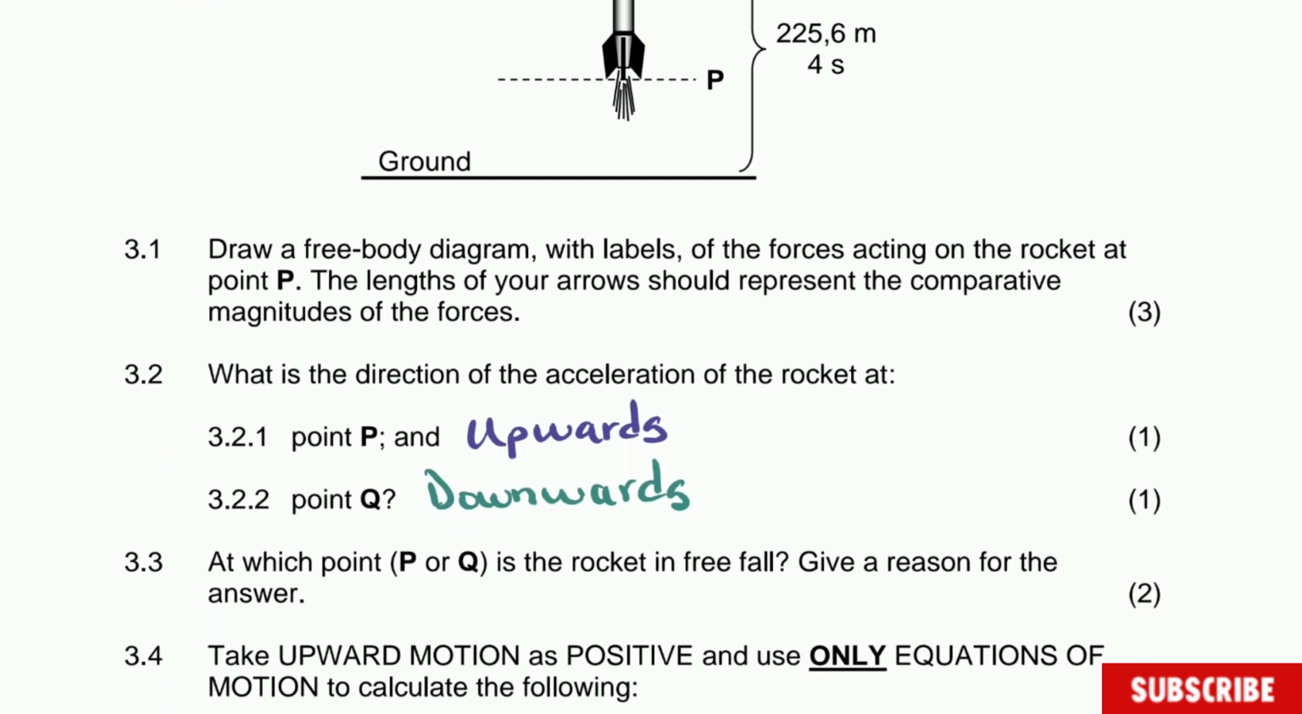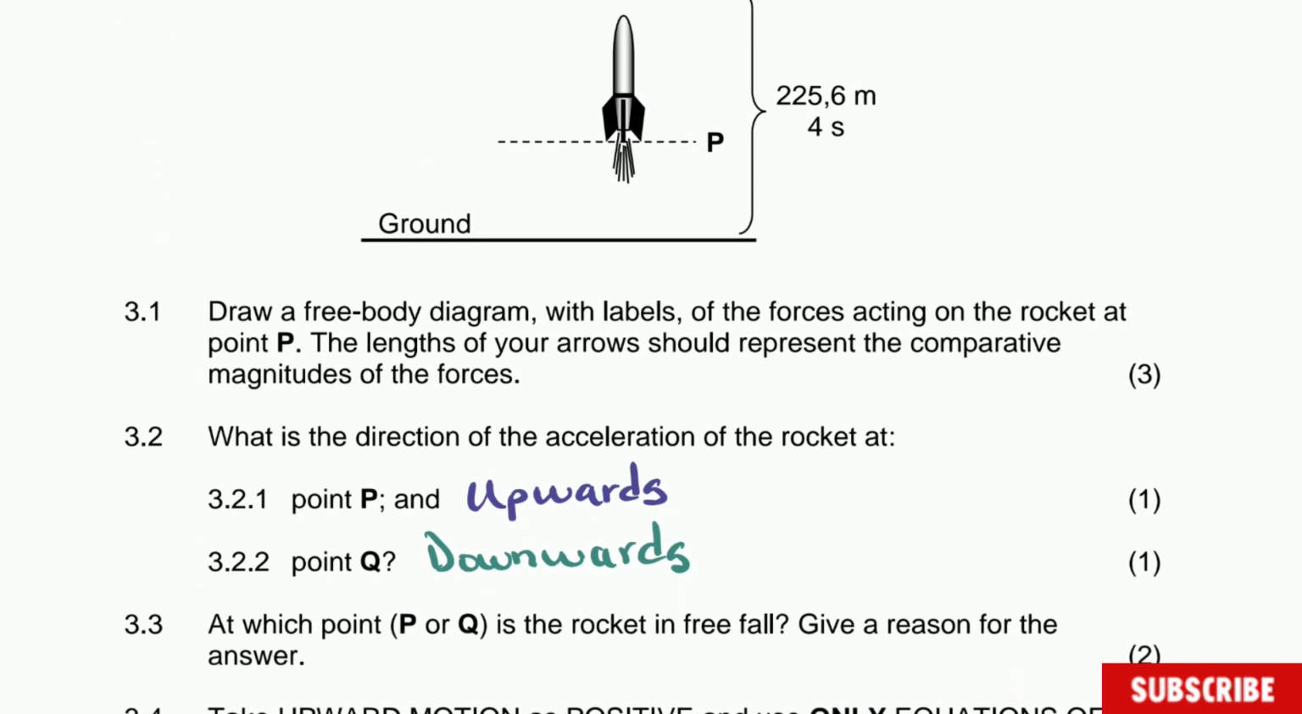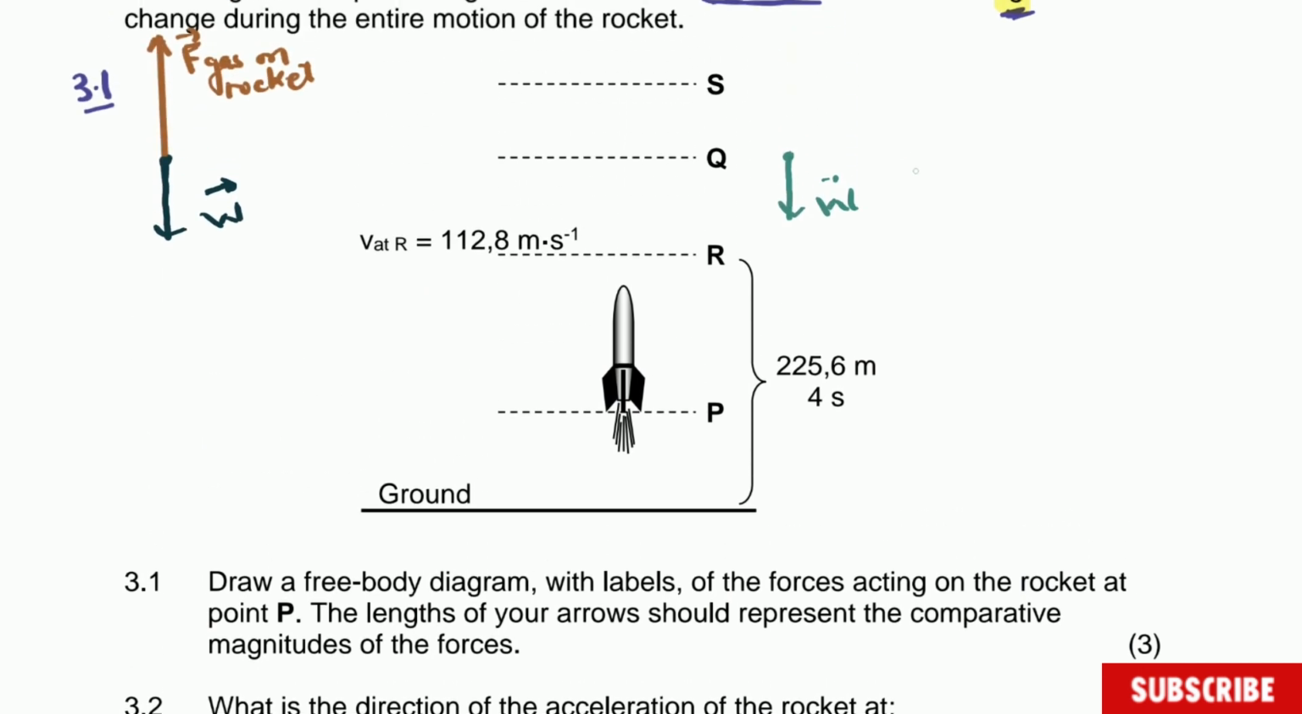At which point, P or Q, is the rocket in free fall? We already spoke about that one. It's at point Q. These 2 points they are asking about. At point Q. Why is it at point Q? Because weight is the only force. This one is the only force acting.